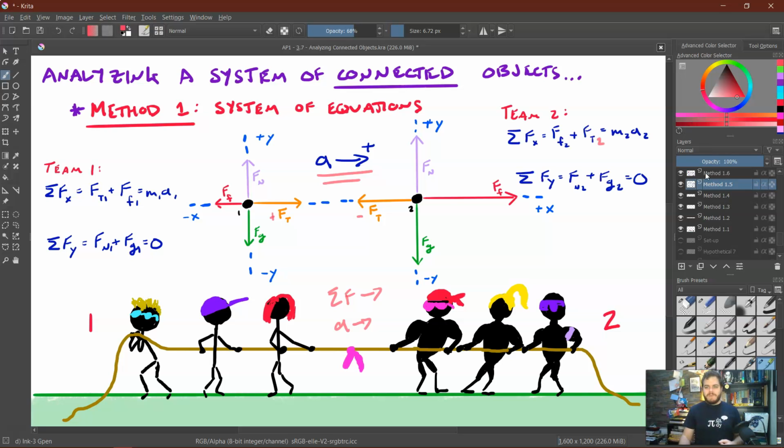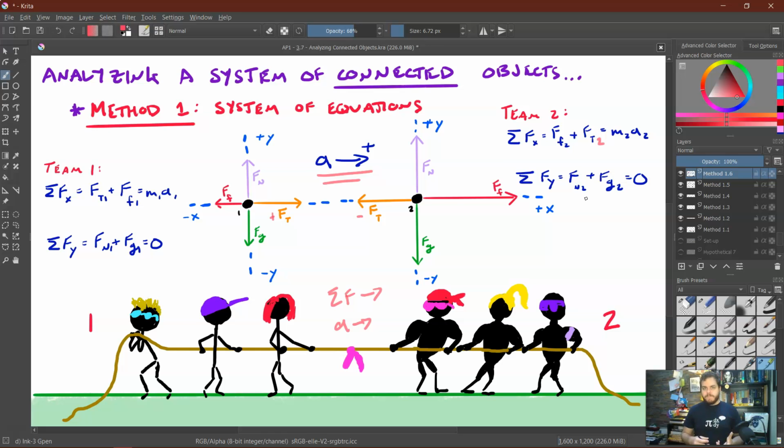And then for Team 2, it's going to look really similar. I'm going to have friction and tension once again in the x direction. They're accelerating in the x direction, all with 2's. And then in the y direction, their normal and gravitational force are going to be balanced on Newton's first law. So be real careful. The equations look almost the same, but we have 1's and 2's to keep them separate from each other.